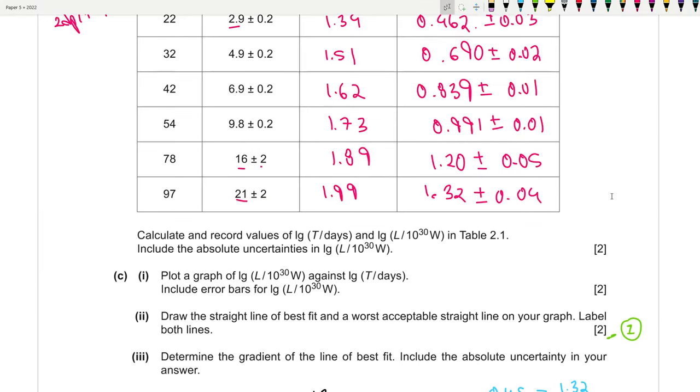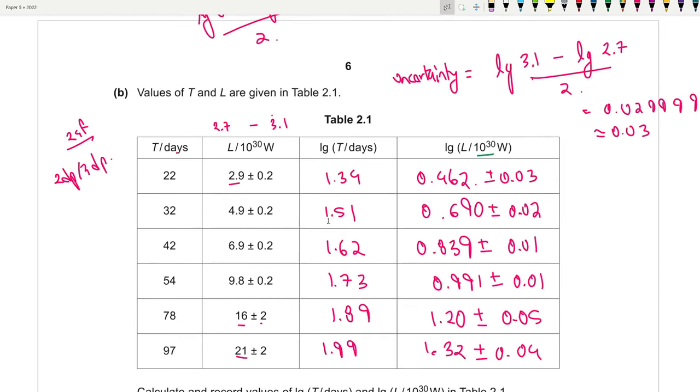So, in the first part, we need to plot the graph, the line of best fit, and error bars. Okay, we need to plot the points and include the error bars. Then we need to draw the line of best fit and the worst acceptable line. So let's begin.